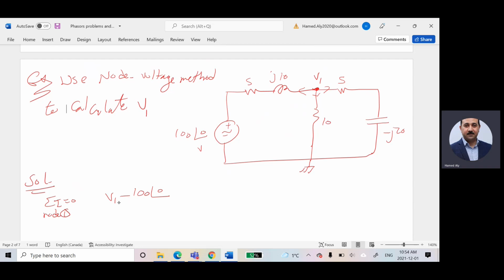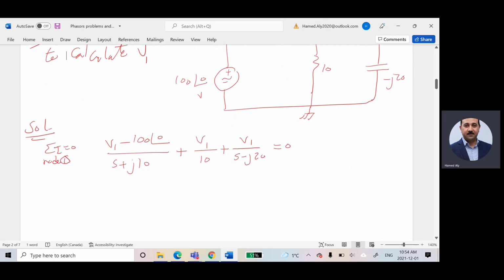This guy, minus (V1 minus 100 angle 0) divided by 5 plus J10, plus V1 divided by 10, which is this current, plus this current, which is (V1 minus 0) over J20, plus V1 over 5 minus J20. This guy is equal to 0.